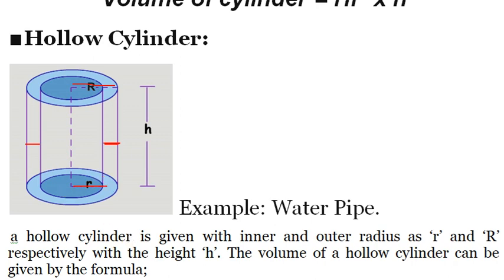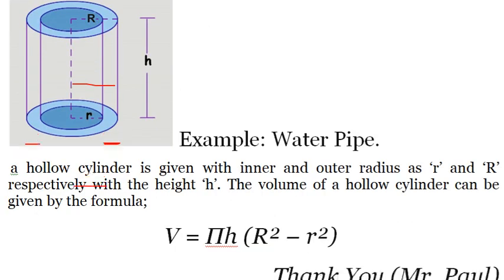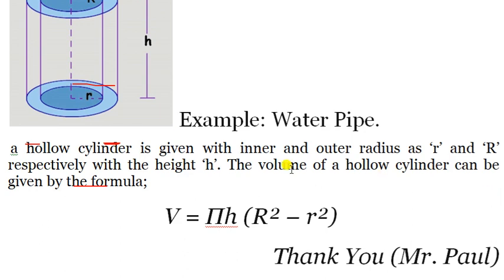I would like to explain one formula here for the hollow cylinder, that is volume. See here, the volume of this cylinder will become pi capital R square h minus pi small r square h.